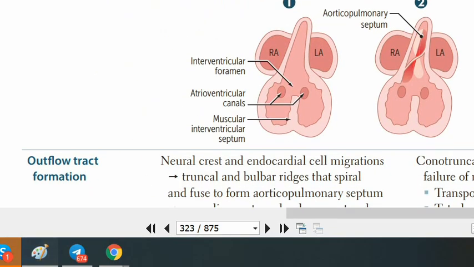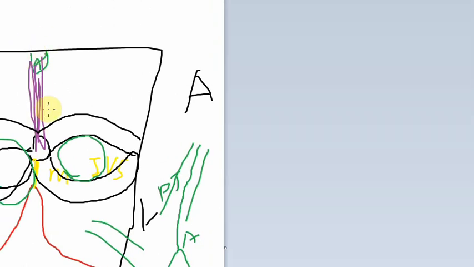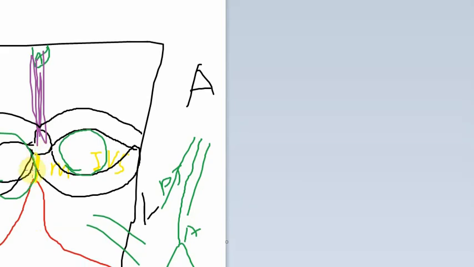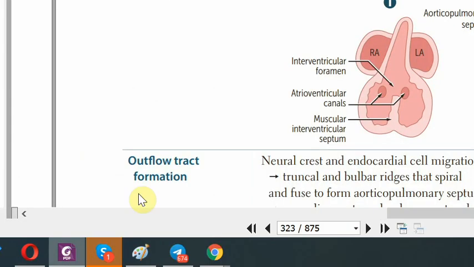So basically, if you remember, we spoke about how the septum primum in the atria attached to the endocardial cushion. So the endocardial cushion does participate in the separation of the atria. Also, we said how the endocardial cushion participates in the creation of the membranous portion of the interventricular septum. So the endocardial cushion also helps in the separation of the ventricles, and that's what it first tells us.